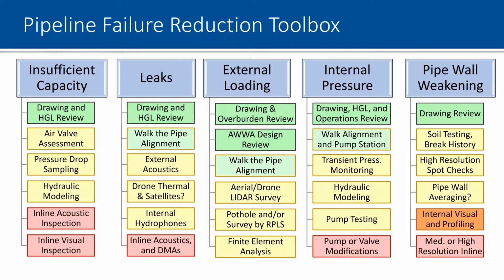There's some technology that utilizes pipe wall averaging. I have a question mark there just because we're still evaluating the efficacy of that technology and how to apply it. But it can be a great tool from the outside. In some cases, going inside, doing visual assessments, laser or sonar profiling if it's a flexible pipe or if we're concerned about the pipe shape. And then finally at the bottom, medium or high resolution inline technology. So this is the more expensive electromagnetic tools or ultrasonic tools from the inside that can provide that really high resolution.